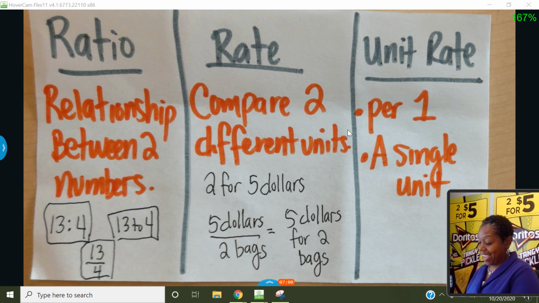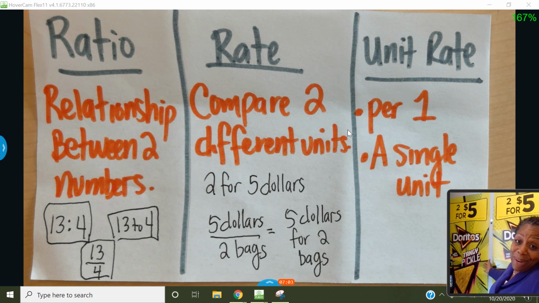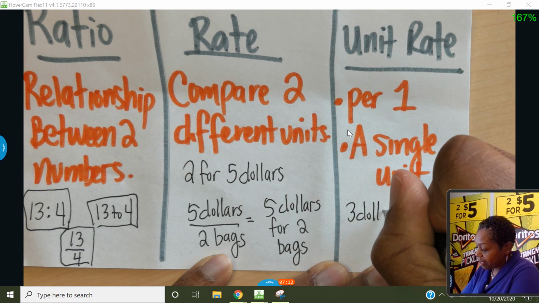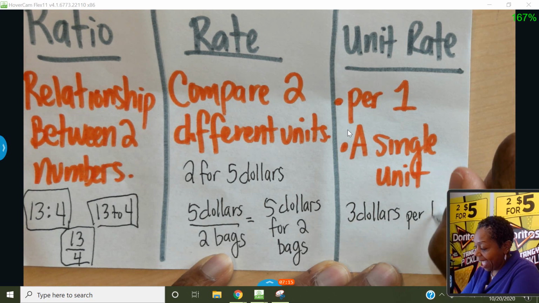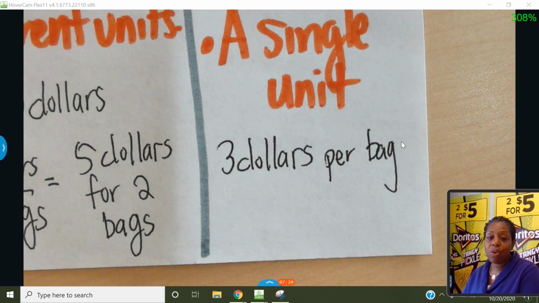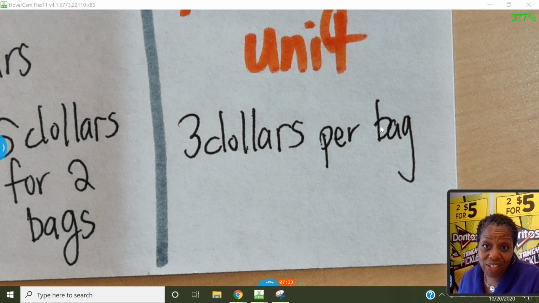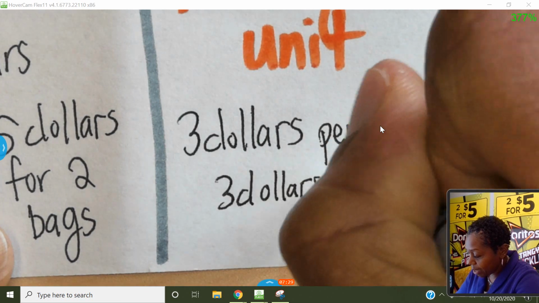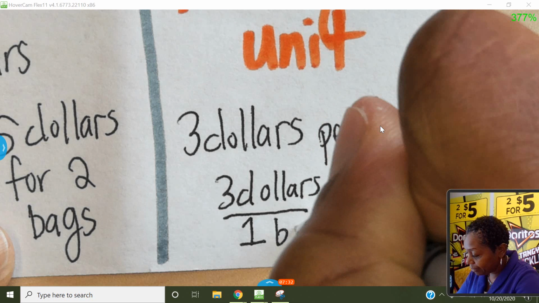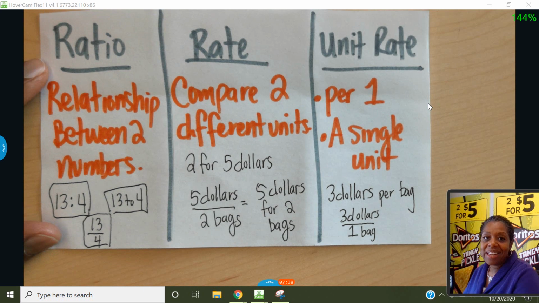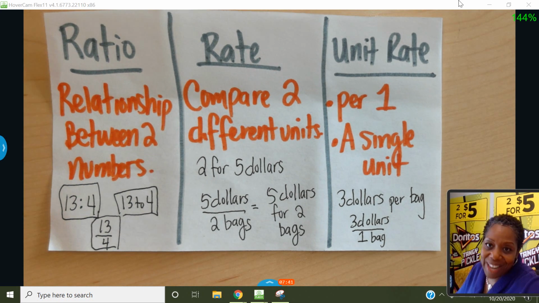In this case, if I just want 1 bag of Doritos, the lady is going to tell me that it is $3 because I didn't get 2 to get the deal. So she's going to say $3 per bag. Notice that you did not see where it said per 1 bag, but because it says per bag, it is understood that that is 1 bag. So that's also written as a fraction, $3 per 1 bag. That is a ratio, rate, and unit rate.